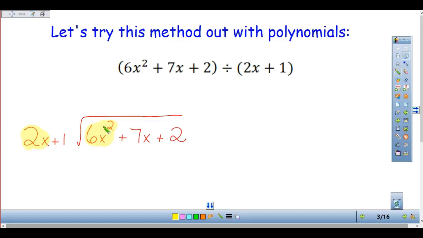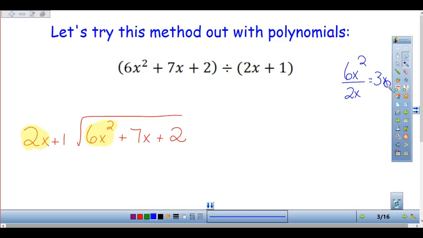So 6x squared. I'm taking the first thing here and the first thing here. What is 6x squared divided by 2x? So if you need to, just go off to the side here. 6x squared divided by 2x. 3x squared. No, 3x, right? Because one of the x's canceled. That 3x, then we're going to write right here. Notice, you line it up with the x. That has to have the same variable.